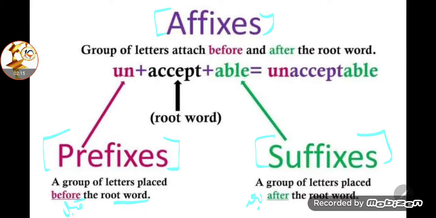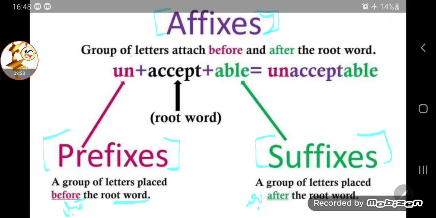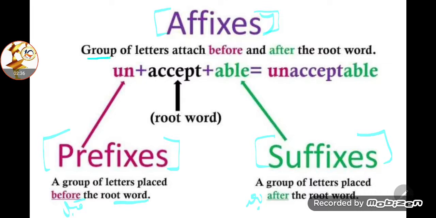What if I have these two in one word? If I put a prefix before the root word and a suffix after the root word, we have something that we call affixes. And affixes is a group of letters attached, meaning placed or connected, before and after the root word. And here it changes the meaning and the parts of speech. Let me tell you about these functions.